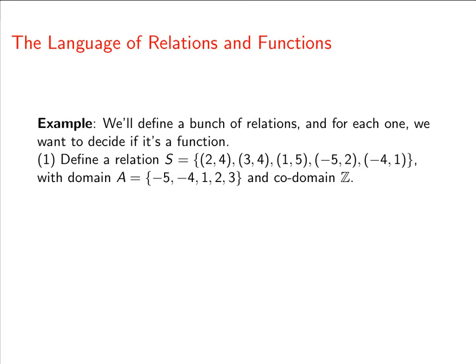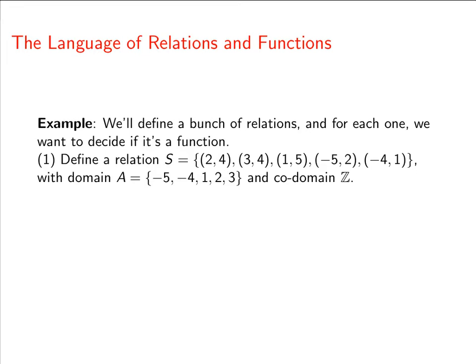We'll define a relation S. And the ordered pairs in S will be (2, 4), (3, 4), (1, 5), (-5, 2), and (-4, 1). So when we use this phrase, "define a relation," then the text here is giving you what the relation is. This is the definition of the relation.